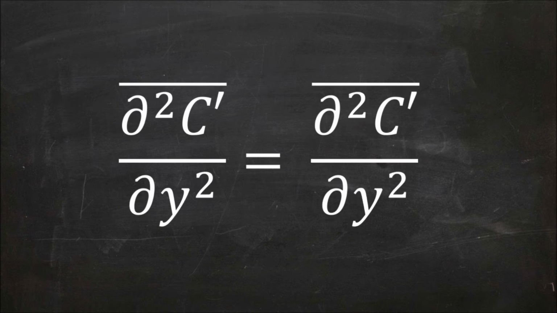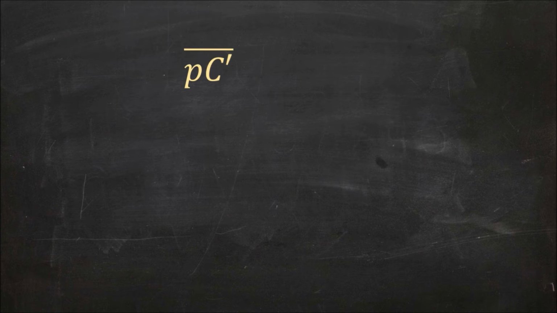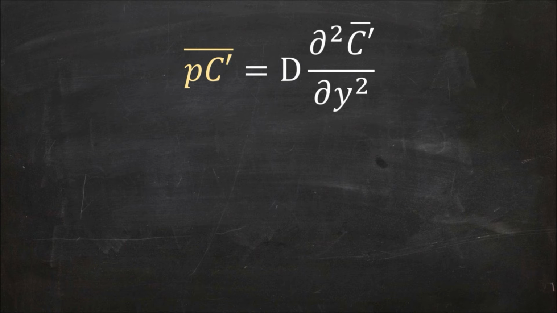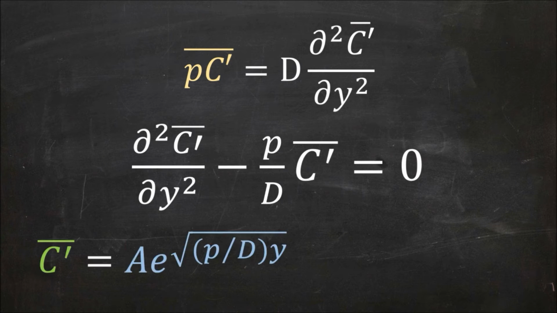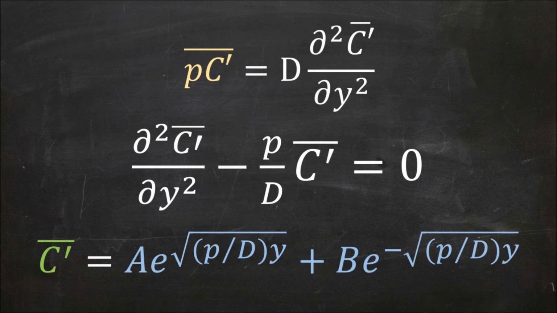Since the Laplace transform operation is independent of y, therefore, taking Laplace transforms of both sides of the equation, from which C' is equal to A e raised to the square root of quantity p over D quantity y plus B e raised to negative square root of quantity p over D quantity y.